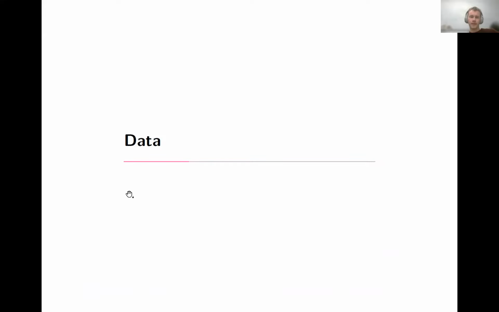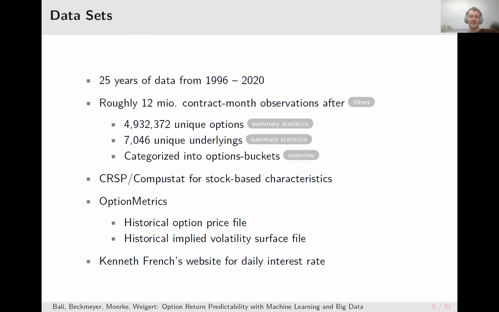Now to the data. We have big data in the title, and we actually use a quite large data set. We use 25 years of data from 1996 through 2020, and we obtain roughly 12 million contract month observations after filters. And we use rigorous filters here to really make sure that the quotes that we use are valid. For example, we exclude very short-term options. We make sure that in the implied volatility surface, option prices are convex and all that type of stuff. These 12 million contract month observations are on more than 7,000 unique underlyings.